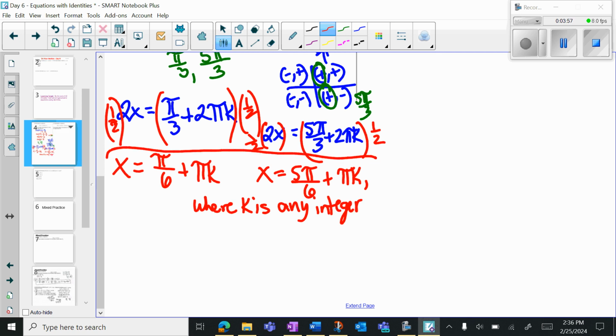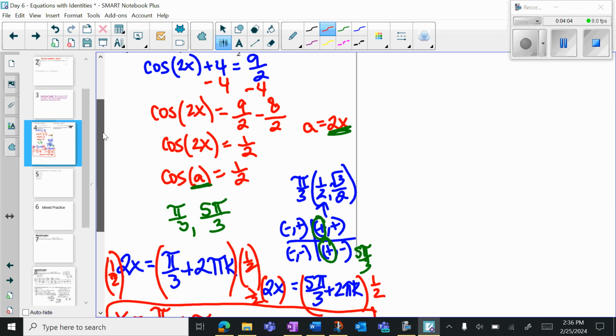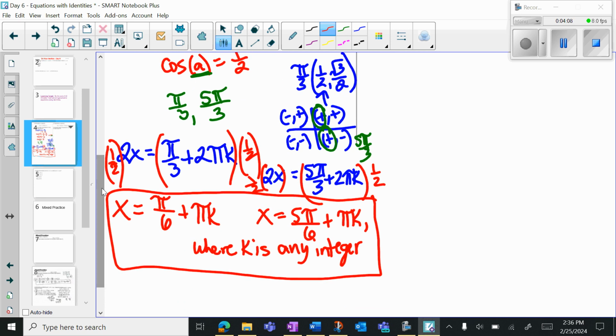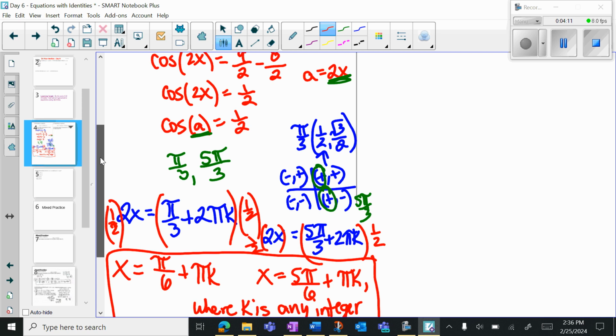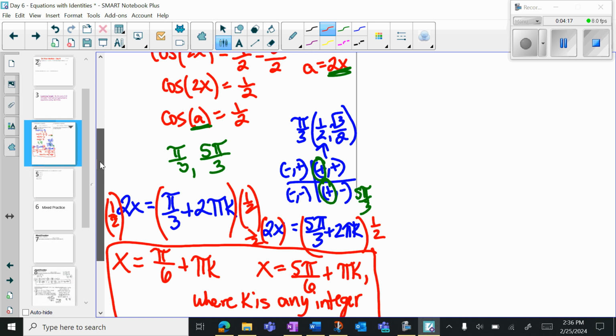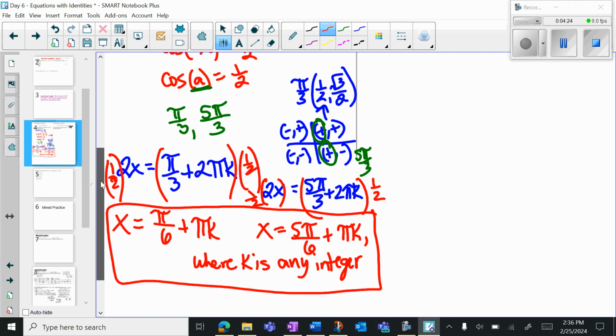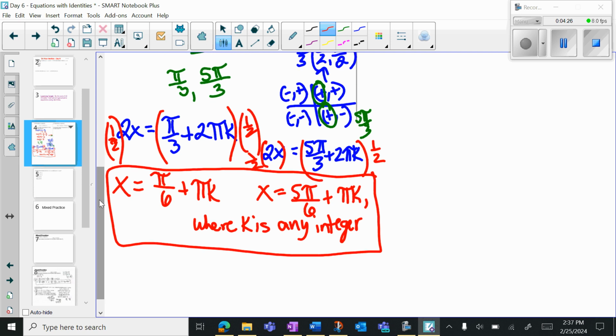And that's my solution. Notice that we did have cosine of 2x, but we really didn't replace it with any of our double angle formulas. All that we did was save it for the very end, make a equal to 2x, solve for a, figure out which angles they are, pi over 3 and 5 pi over 3, then replace the a with 2x, then multiply by 1/2 on both sides, and you end up getting your answer.